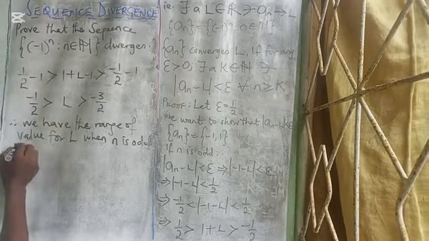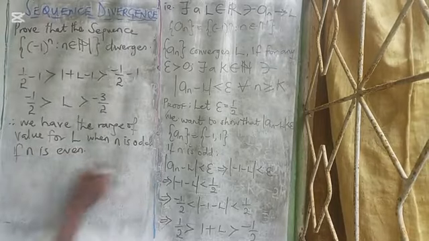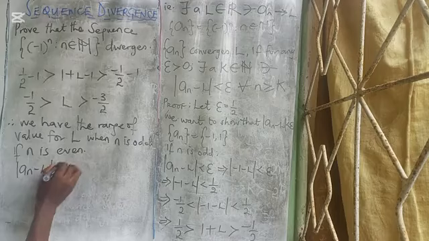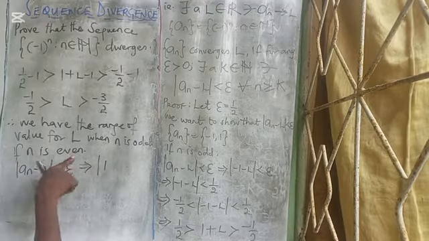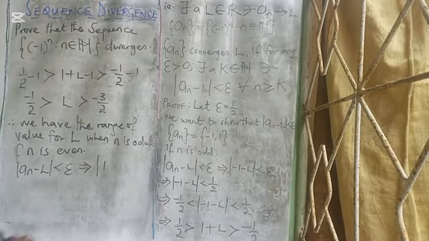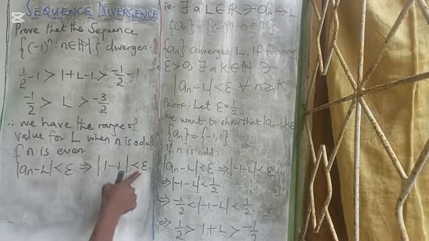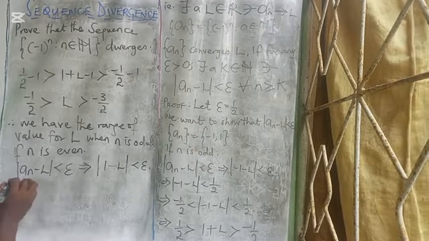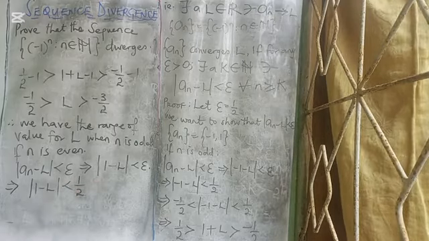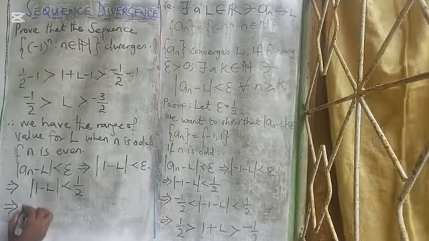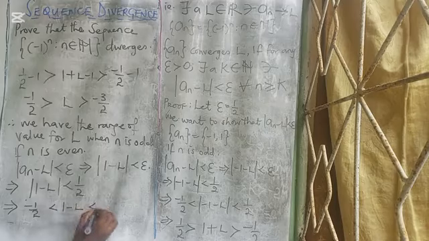Let's go and see. If N is even, again, just as we have done there, we have An minus L to be less than epsilon, and this gives us what? 1. Remember, N is even now. N is even, so we are going to have a positive 1. 1 minus L is less than epsilon, and we have assumed our epsilon to be equal to 1 over 2. That implies that 1 minus L is less than 1 over 2. And again, by equivalence, as I said here, we have minus 1 over 2 to be less than 1 minus L, and that is less than what?